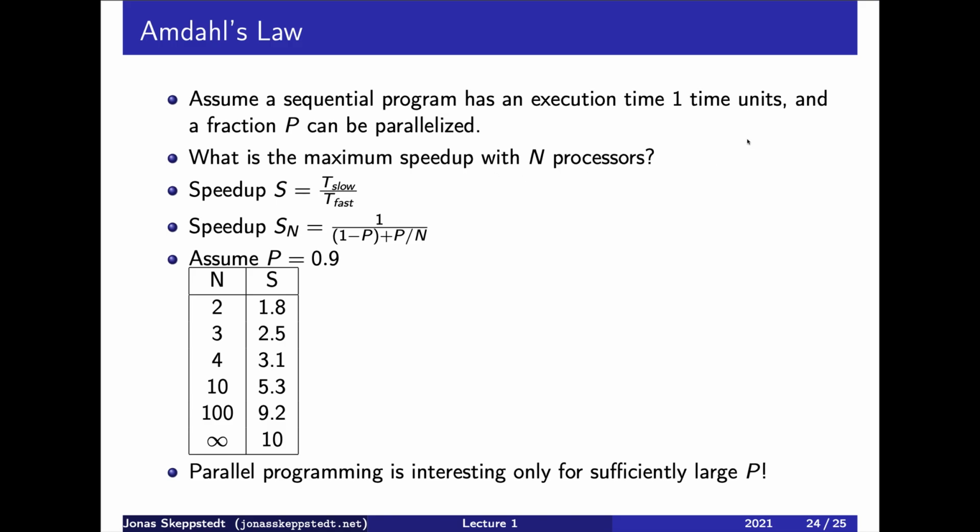The time for the slow version, that's the sequential version, is 1 time unit. And the time for the parallel version is (1 minus p) plus p divided by n. Here, 1 minus p is the sequential part. And if we can parallelize 90% of the program, so p is 0.9, it's impossible to get beyond a factor of 10 in performance improvement. And it's hard to get beyond 9, even if we have 100 CPUs.